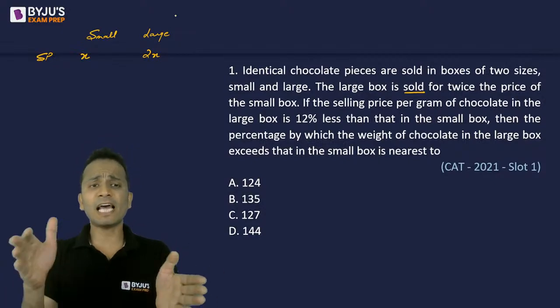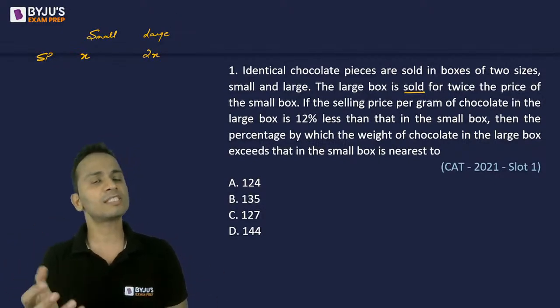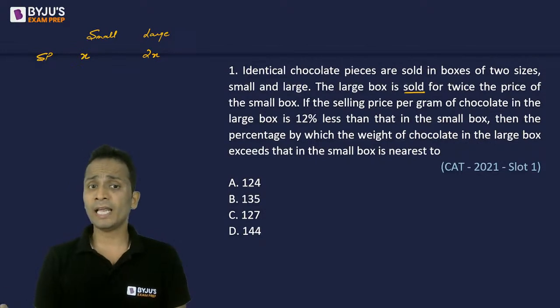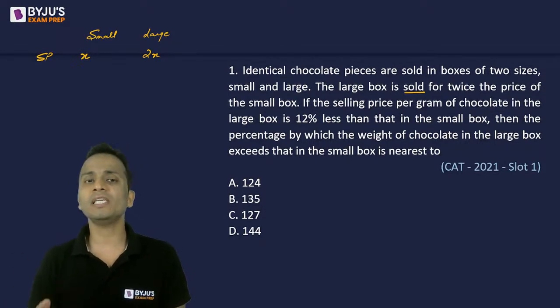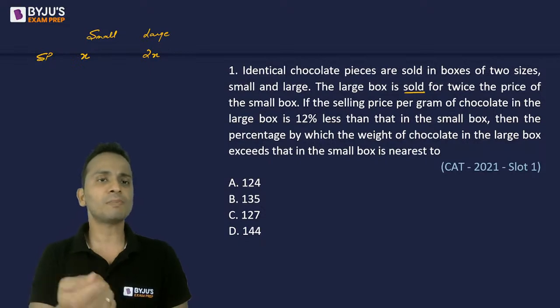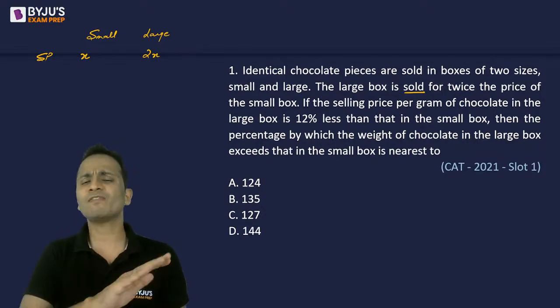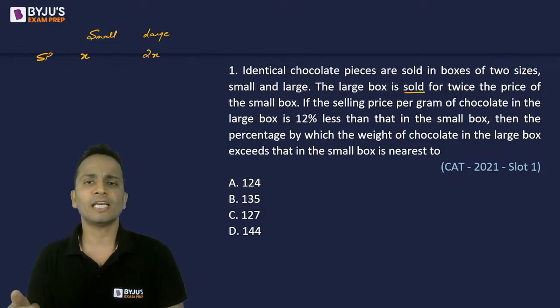Now instead of X and 2X, I could have assumed some constants. In order to make calculations look easy, I may substitute any value of X. That will not create any difference. That will not create any change as far as the final answer is concerned.